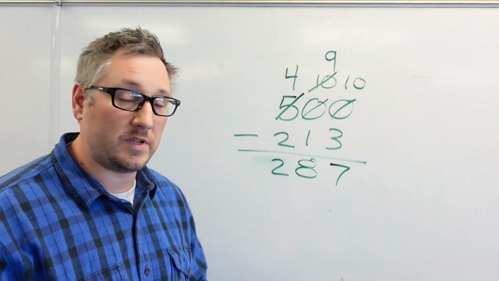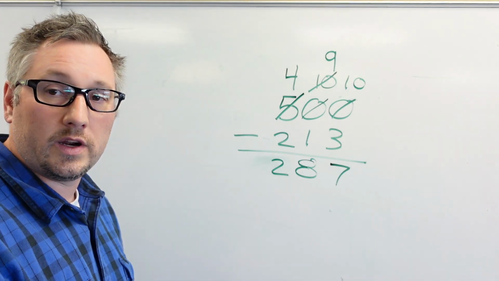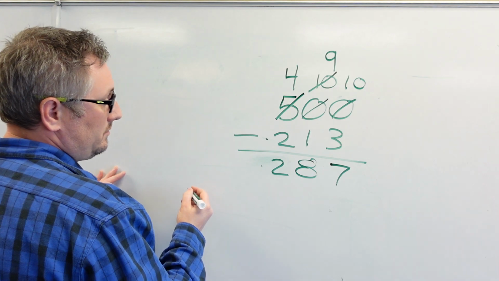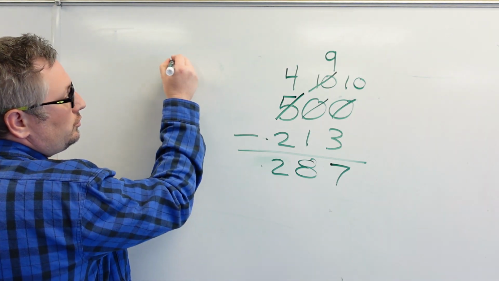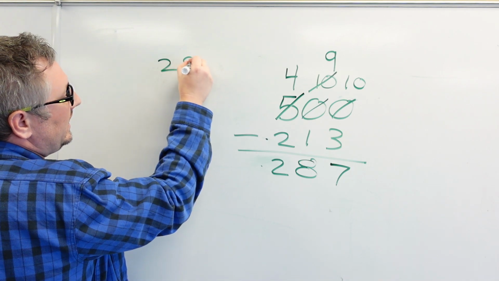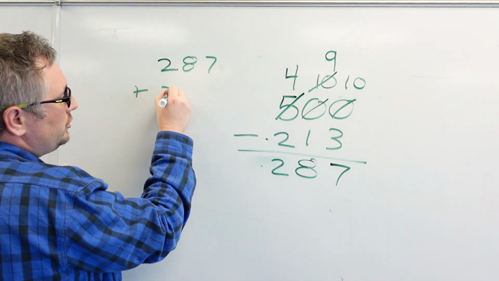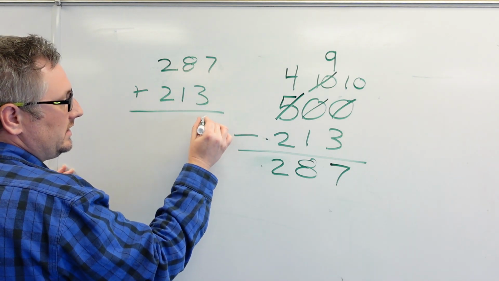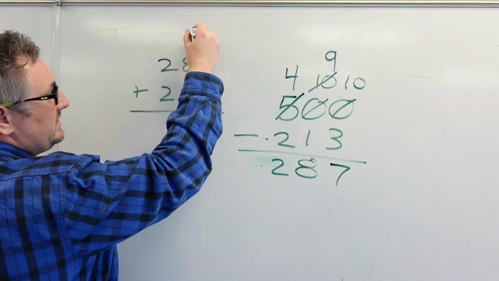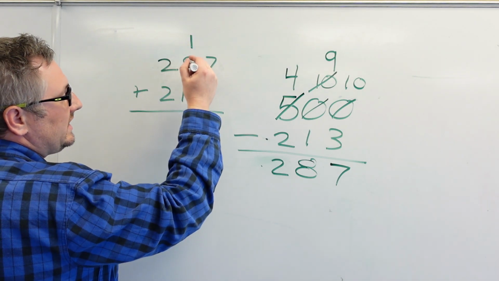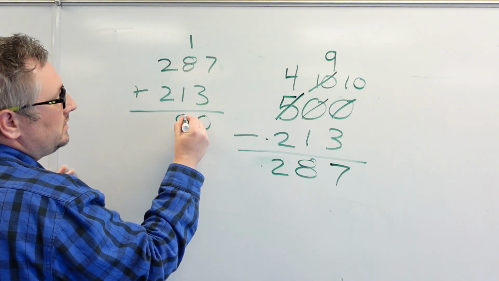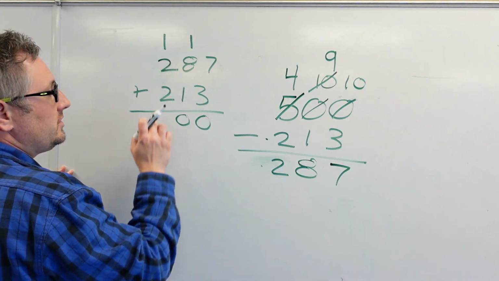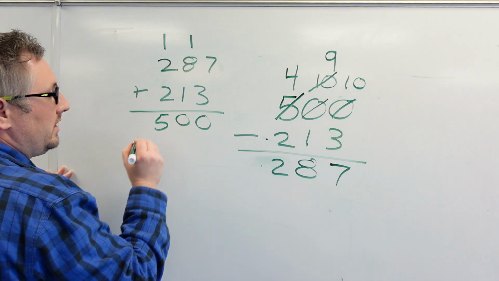I probably should have left that mistake on there because you always need to check your work. Come back, add the bottom number to the middle number and see if it equals the top number. So 287 plus 213 should equal 500. 7 plus 3 equals 10. I rebundle my 10 and I move it over to the tens column. 1 plus 8 equals 9 plus another 1 equals 10. I rebundle my tens and move them to the hundreds. 100 plus 200 is 300 plus another 200 equals 500.